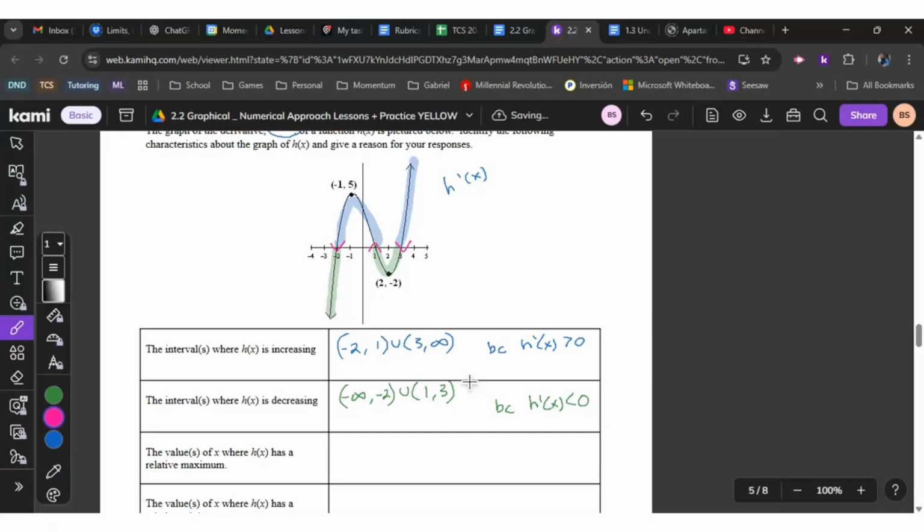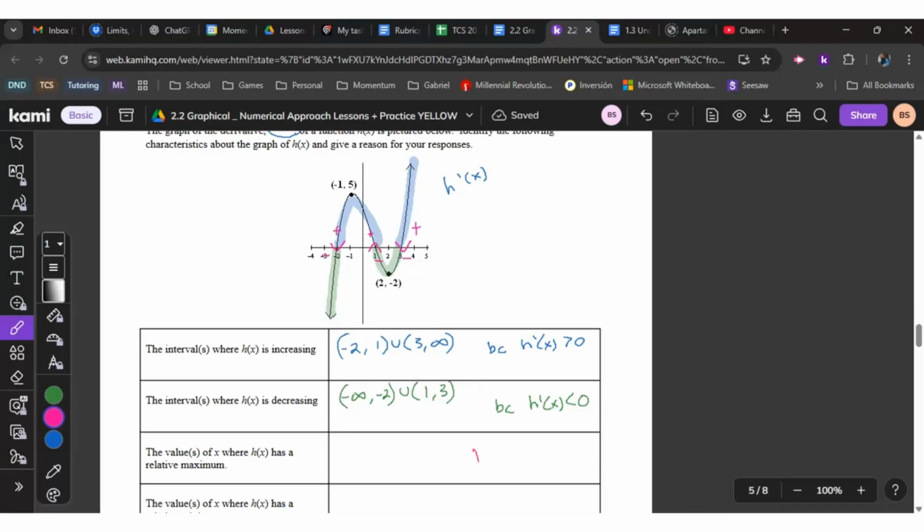Do you kind of see what I'm saying? This goes from negative to positive. This one goes from positive to negative. This goes from negative to positive. So what's our reasoning then for a maximum? What would it need to do? Does it need to switch from decreasing to increasing, or from increasing to decreasing?